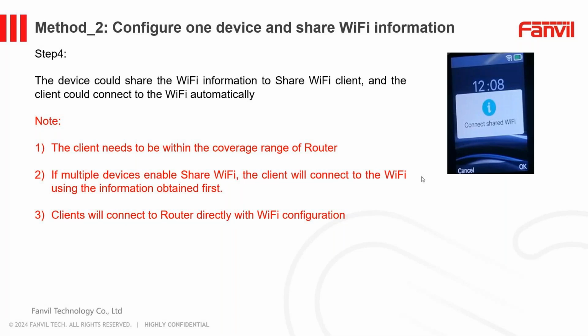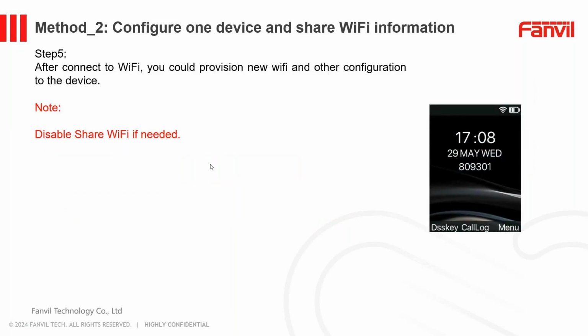Or if multiple devices enable share Wi-Fi, only the first host that is connected to the client will get the information first. So once this information is received, the clients will connect to the router directly with the Wi-Fi configuration that has been shared from the host phone. So once it is connected, you can provision the new Wi-Fi and other configuration to the device. After that, it is recommended to disable the Wi-Fi sharing information.